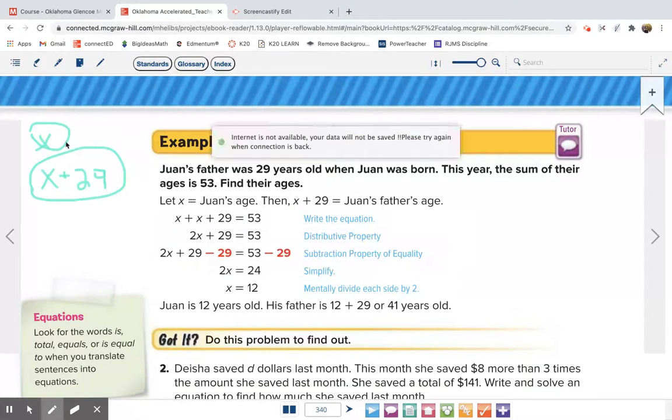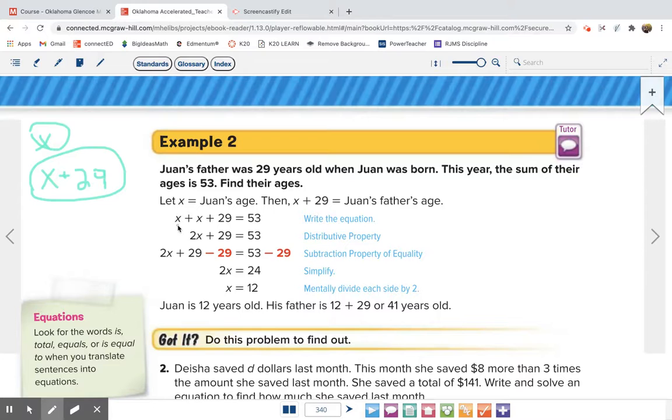Okay, so what I do, we add those together. X plus 29 equals 53. So then we can combine our two X's, and that's how we get this. And then we solve that equation because they asked us to find their ages. So Juan is 12, and then you do 12 plus 29 to get that his dad is 41.